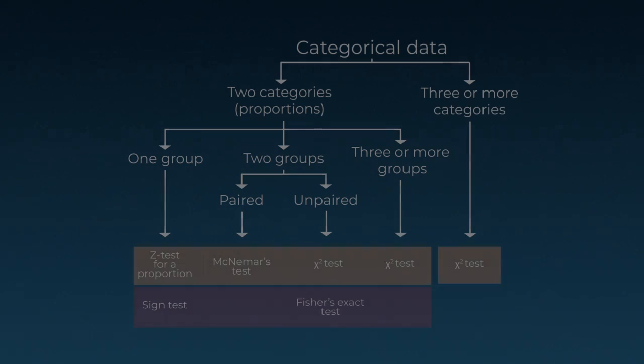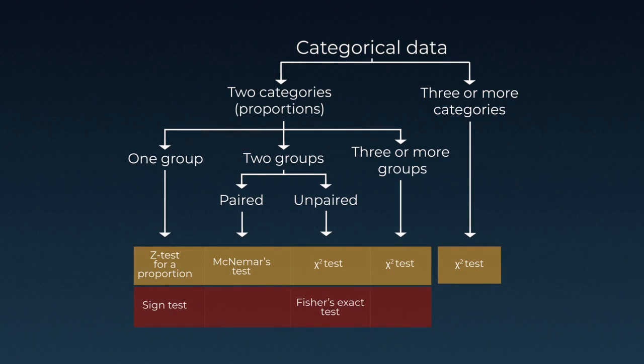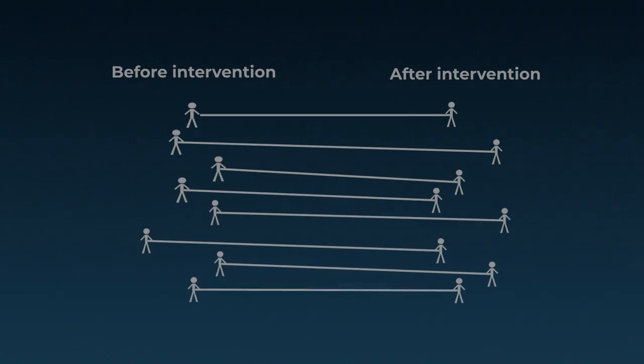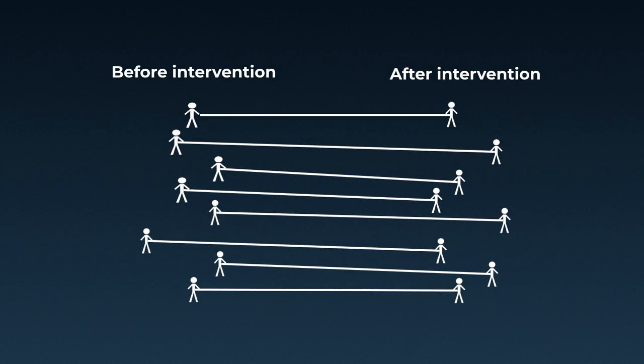Just like we've seen with numerical outcomes, when the groups are paired, we need a different test. For comparing paired categorical data, we use McNemar's test. An example of paired categorical data would be when we want to compare overweight of children before and after an intervention to increase their physical activity.